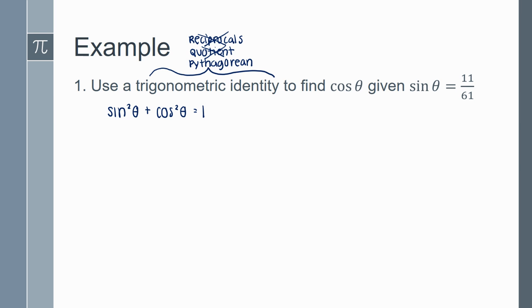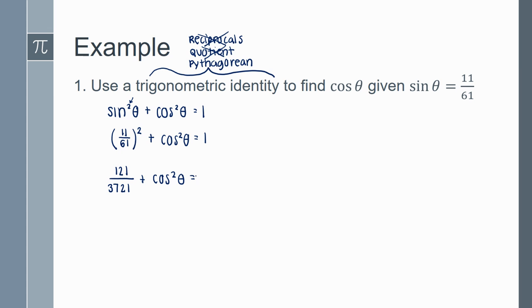And so because I know what sine is, I can plug that in to the sine squared term. I just have to be careful. Since this is being squared, I'm going to take the ratio that represents sine, which is 11 over 61, and I have to square it. We still have plus the cosine squared of theta, and this still equals 1. So let's go ahead and do our algebra, and we can figure out what cosine is. So to square a fraction, I square the top. So 11 squared is 121, and I square the bottom to get 3,721.